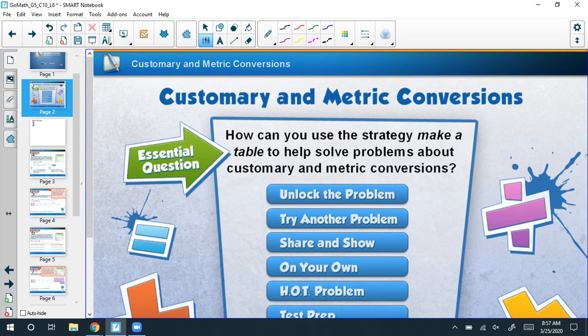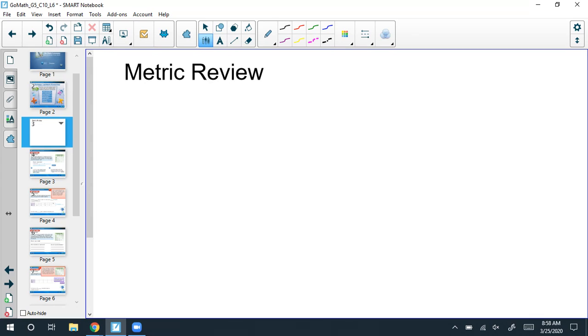All right, today we are talking about lesson 10.6. Lesson 10.6 is our problem solving lesson for chapter 10. Here we're going to be changing between customary units and working with metric units and story problems. Before we get started though, we're going to go over a quick review of yesterday's lesson, which was on the metric system.